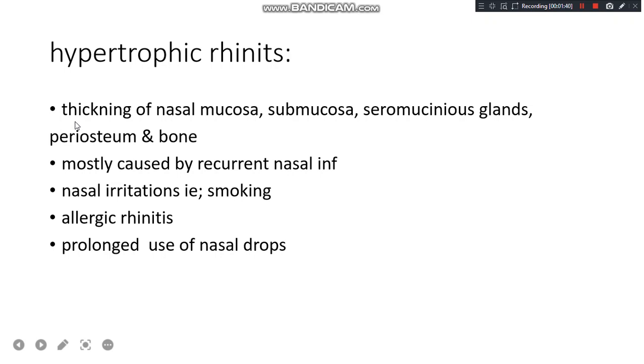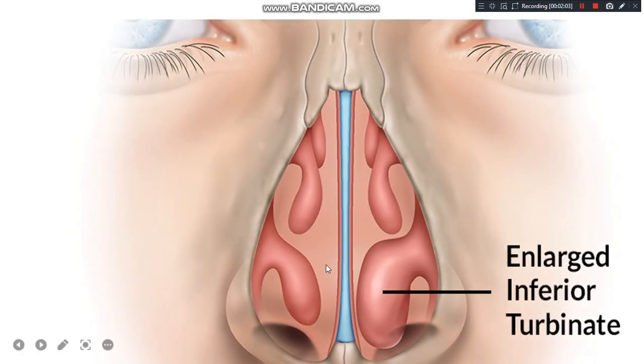In this condition, you will see there will be thickening of the nasal mucosa, submucosa, seromucinous glands, periosteum, that is the covering of the bone, and bone. Now, the reasons include recurrent nasal infections or nasal irritations like smoking, or allergic rhinitis can also develop hypertrophic rhinitis, and prolonged use of nasal drops. Now, here you can see the turbinate has become swollen or hypertrophic.